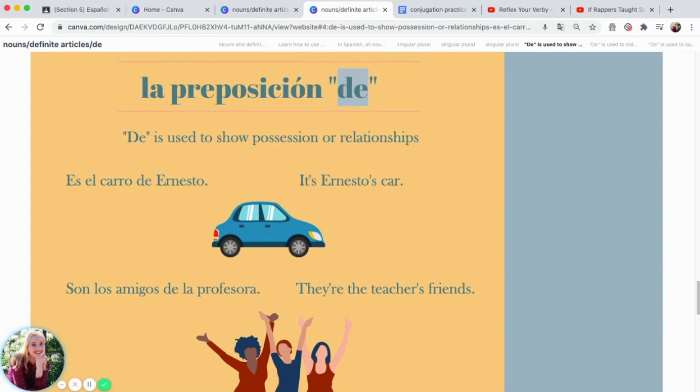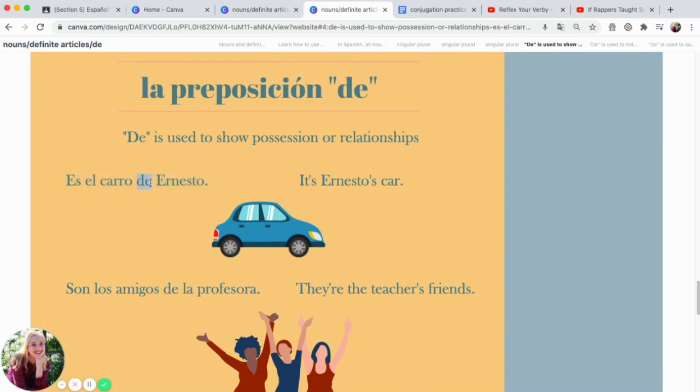But we use it for other situations too. It has other uses. So for example, number one, de is used to show possession. So if we're saying that something belongs to someone else. For example, it's Ernesto's car. In English, all we really do to show possession is we add that apostrophe S. That's all we do. And then we know that this car belongs to Ernesto. In Spanish, we would say, es el carro de Ernesto, which translates more or less to, it is the car of Ernesto.